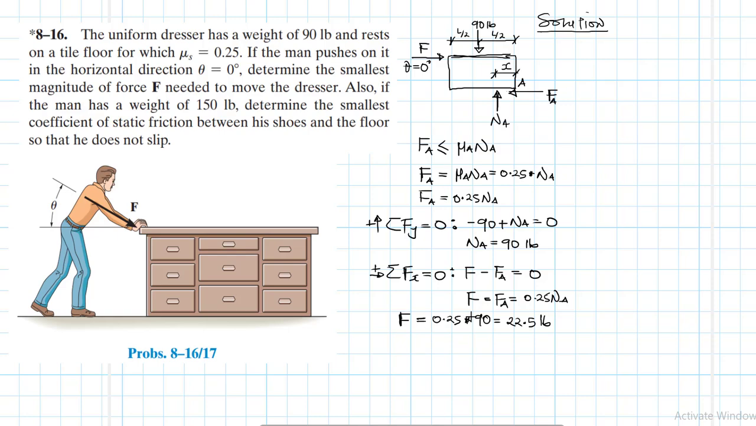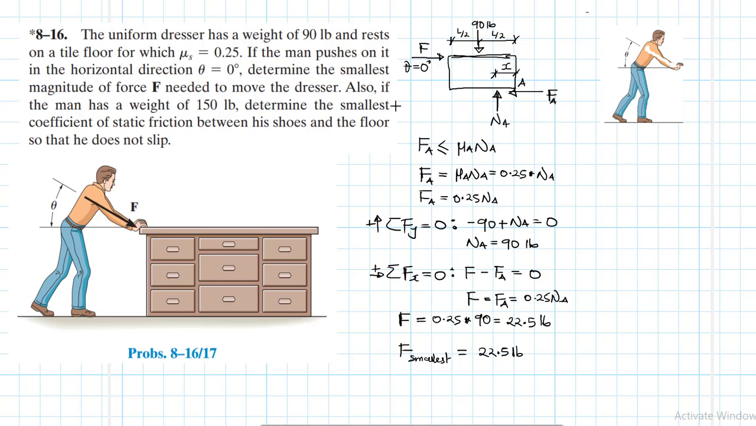Right, I guess we are done with one problem. Then we have another problem, which is a continuation. So let me finalize this. We say F minimum, or F smallest as it is called, F smallest is going to be equal to 22.5 pounds. Okay. So here we are.